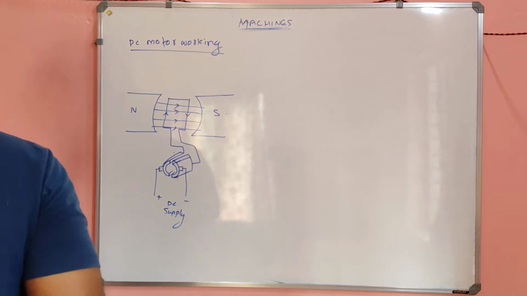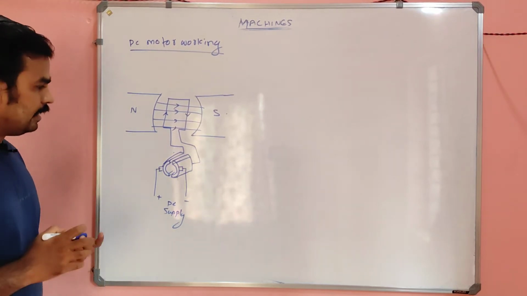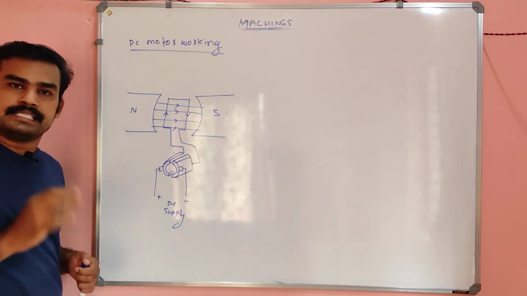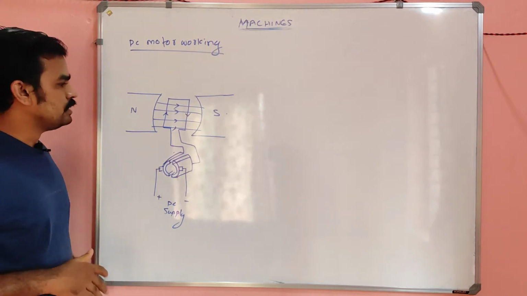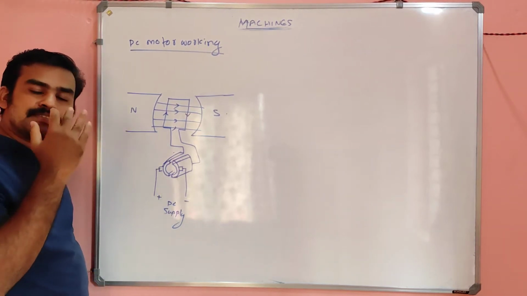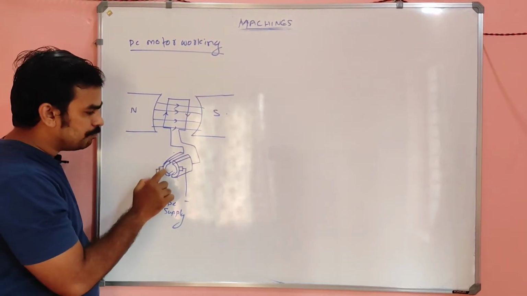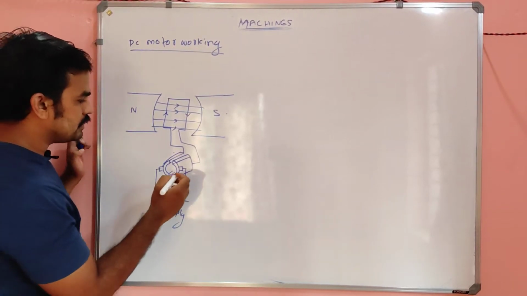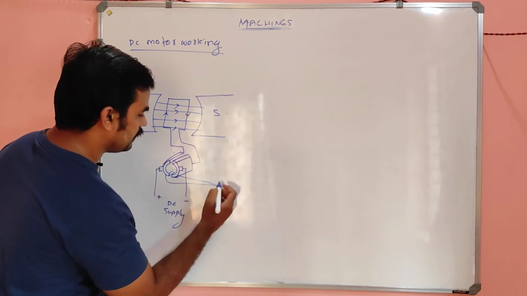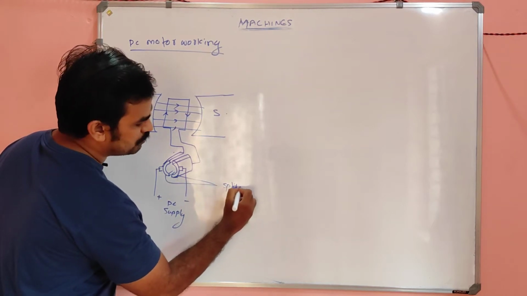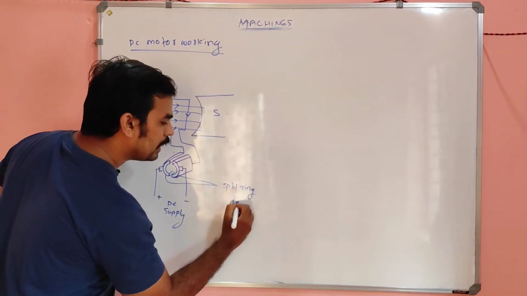Listen my dears, I will explain how a DC motor is working actually. See, in a DC motor as well as a DC generator, for converting AC to DC we require a split ring commutator. These are the split ring commutators.